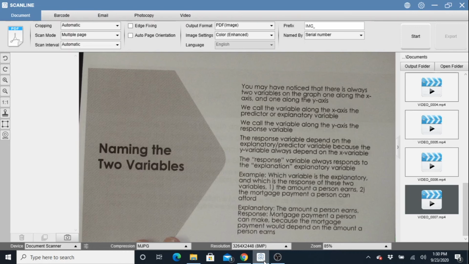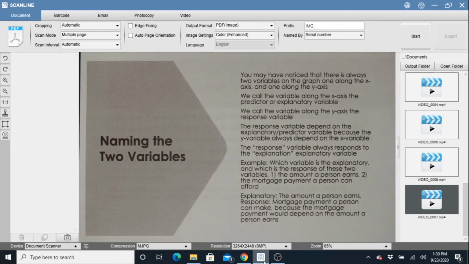Naming the two variables. You may have noticed that there are always two variables in the graph, one along the x-axis and one along the y-axis. So remember, we're comparing two variables every single time that we do a scatterplot. That is important because each variable is going to have its own name. We call the variable along the x-axis the predictor or the explanatory variable.